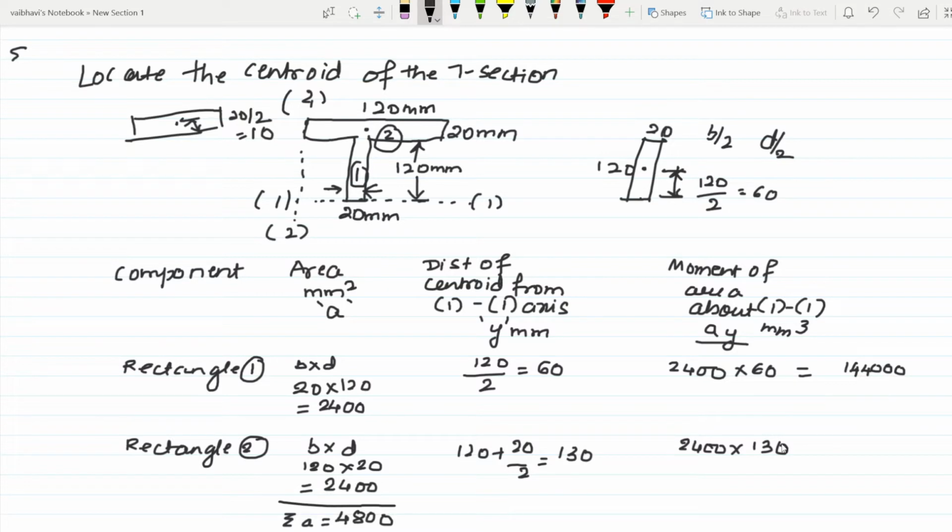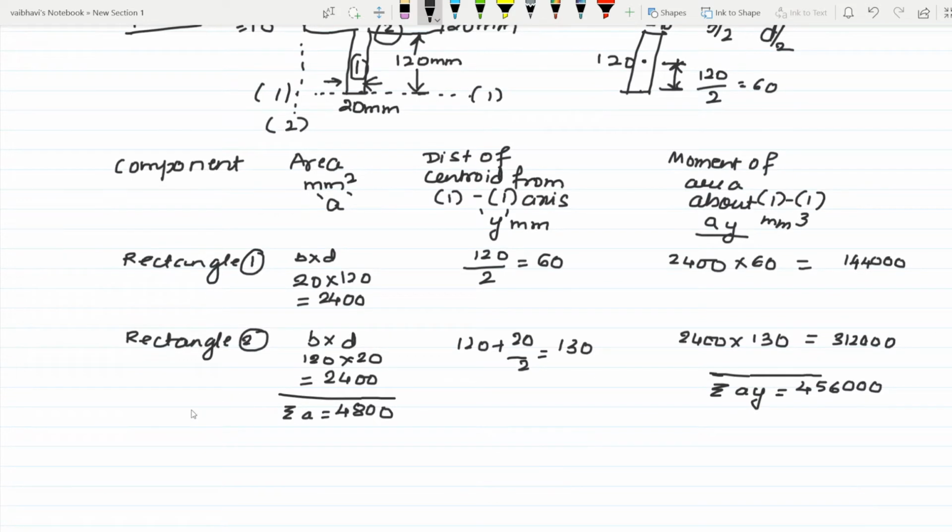144,000 and this one we will get 312,000. Okay, so now we have got the AY. Now we have to find summation of AY. Adding these two terms, we get 456,000. Now we know that Y bar is nothing but summation of AY by A, right? So we will find the Y bar.